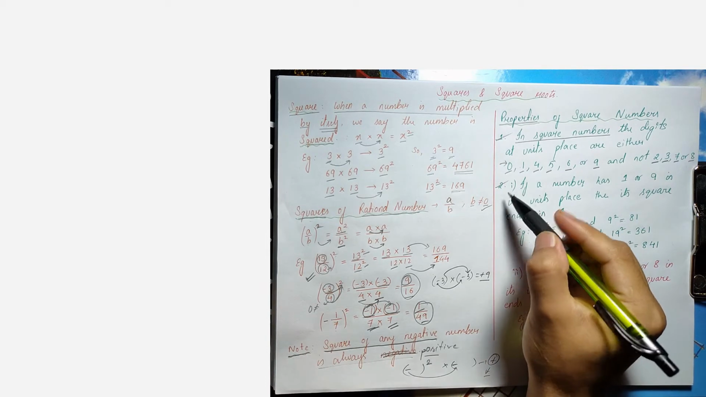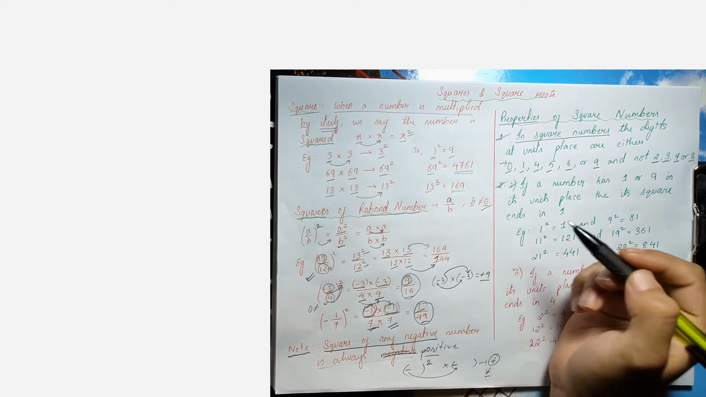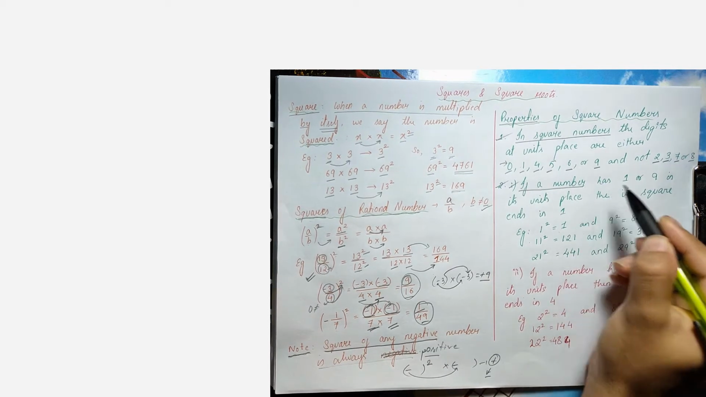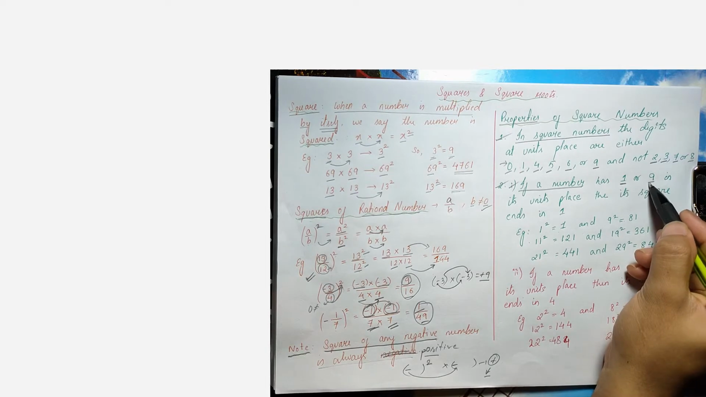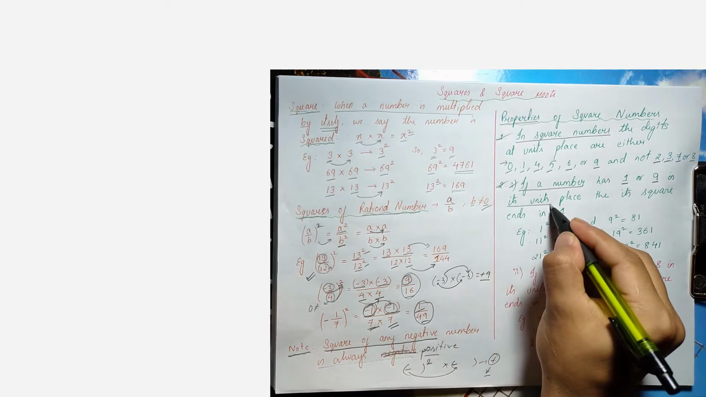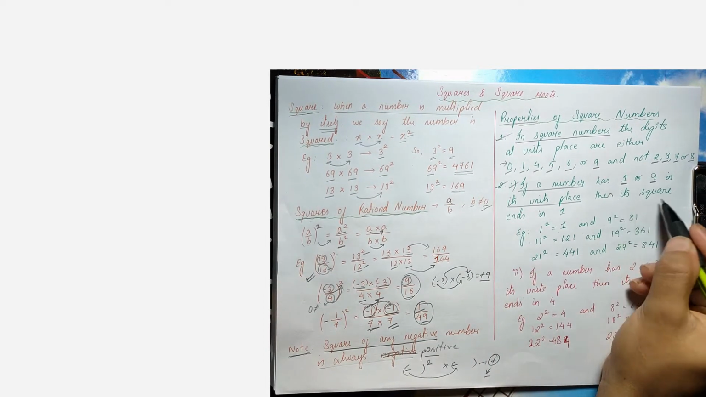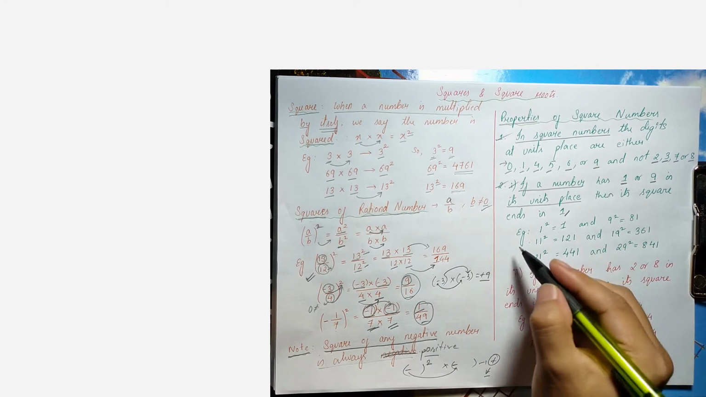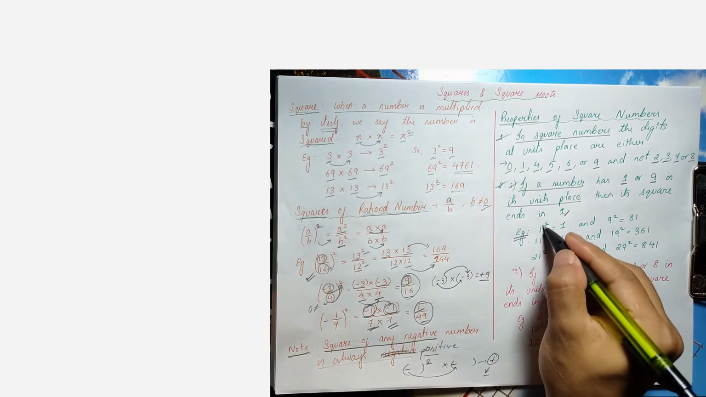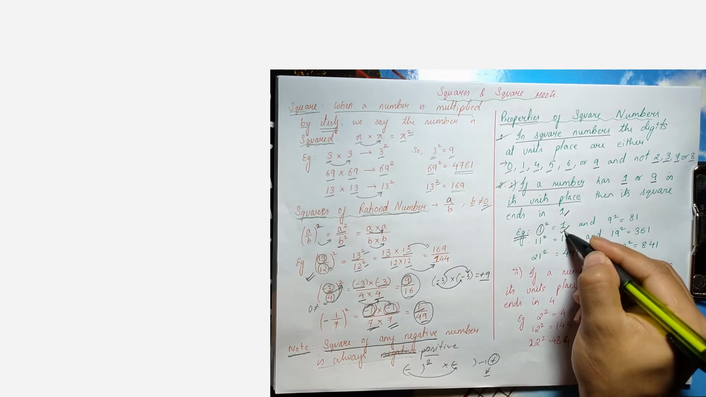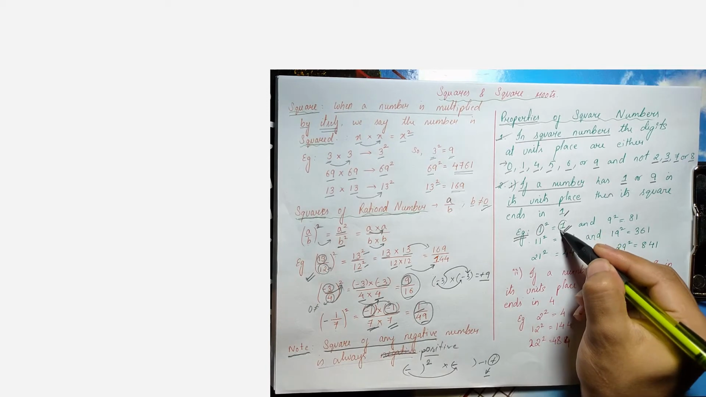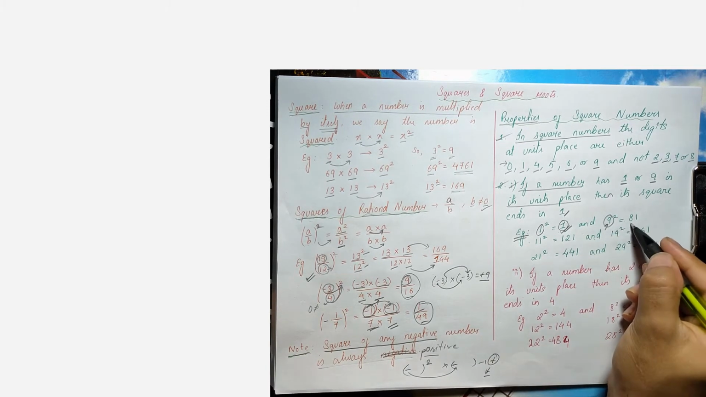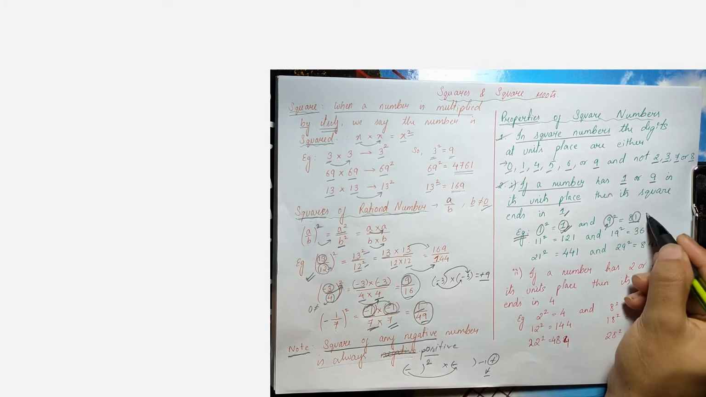Let us look at the second property. Okay, now the second property can be divided into 5 sub properties. Okay, let's look at the first one. If a number has 1 or 9 in its units place, then its square ends in 1. Okay, let's take examples to understand this. For example, 1 square. 1 square is 1, so the end digit is 1. Let's say 9. So 9 square is 81. The end digit is again 1.